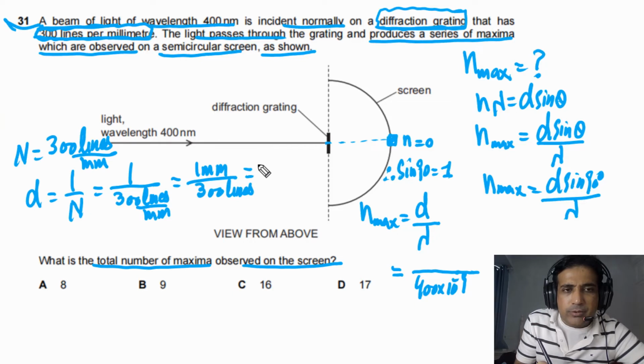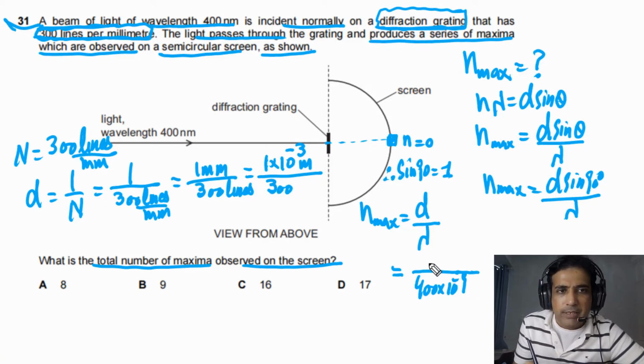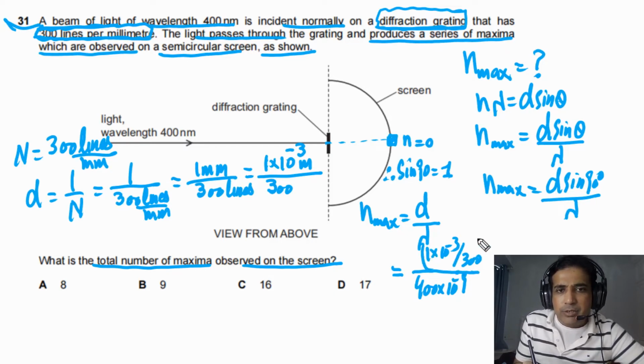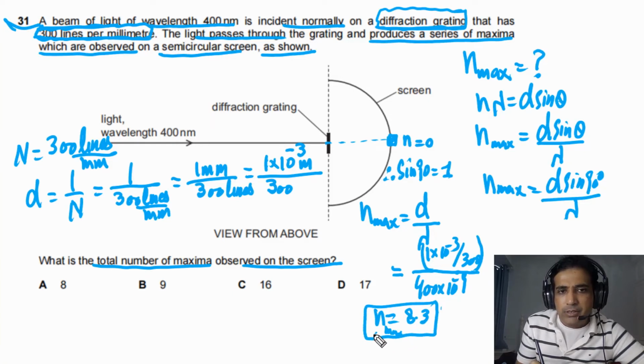So we can convert this into SI units. 1 millimeter is equal to 1 times 10 to the minus 3 meters, divided by 300. So this is the value of d. Now we can plug in the value of d. D is equal to 1 times 10 to the minus 3 divided by 300. Now we simply need to solve this. If we solve this, our final answer will be equal to 8.3. So this is the value of n max. But n max cannot be 8.3. It has to be an integer.